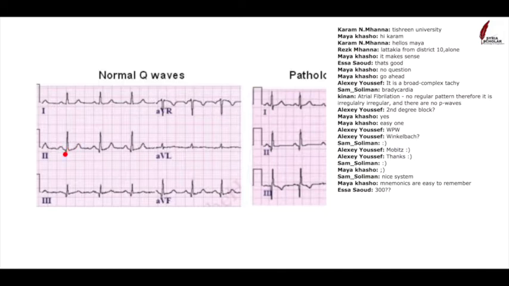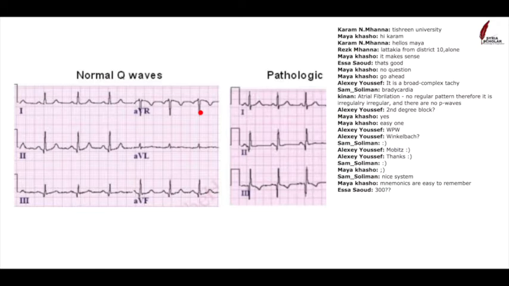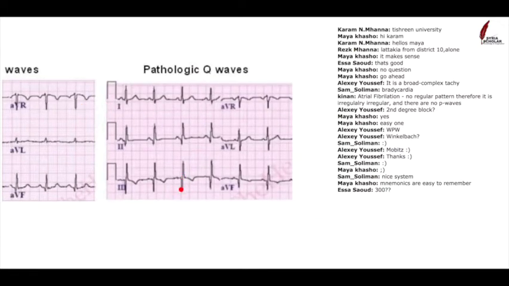In a normal person, you have a little bit of Q waves, so it's small Q waves, less than 2 small squares, that just point down a little bit at the start of the QRS complex. That's normal. In abnormal Q waves, you have these huge drops.